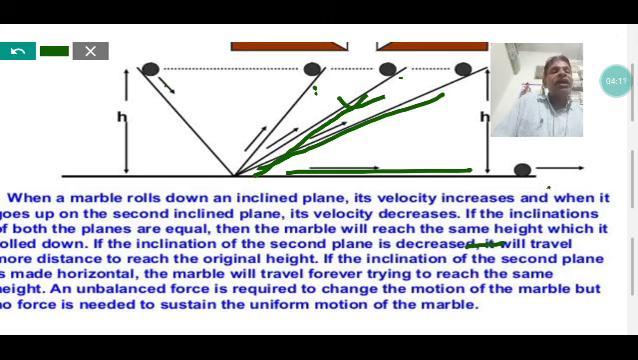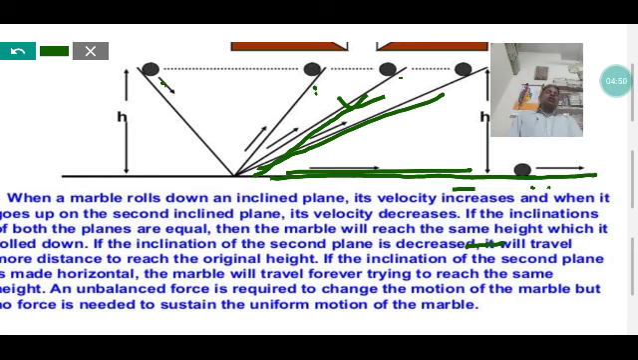When the plane is horizontal, the ball will never achieve the original height, so the ball will continuously move on this horizontal plane. The marble will travel forever trying to reach the same height, and an unbalanced force is required to change the motion. The unbalanced force is required to change the motion of the marble, but no force is needed to sustain the uniform motion of the marble.